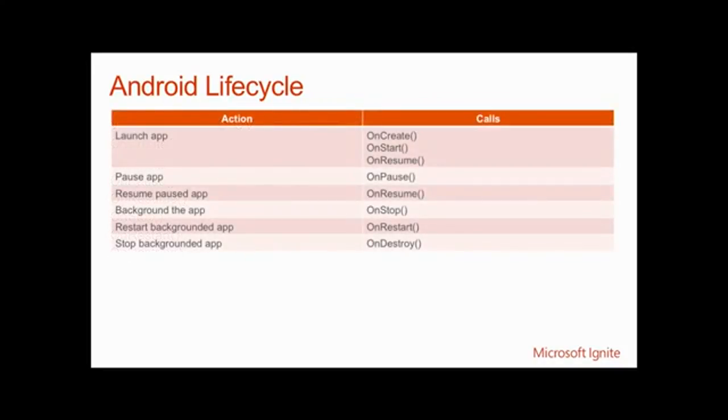And this is what you'll come out with. So when the app is launched, you can expect OnCreate, then OnStart, and then OnResume to all be called. Pause and resume are what you'd guess. When the app is backgrounded, OnStop is fired. Again, OnRestart, fairly self-explanatory. And when a backgrounded app is stopped, OnDestroy is fired.